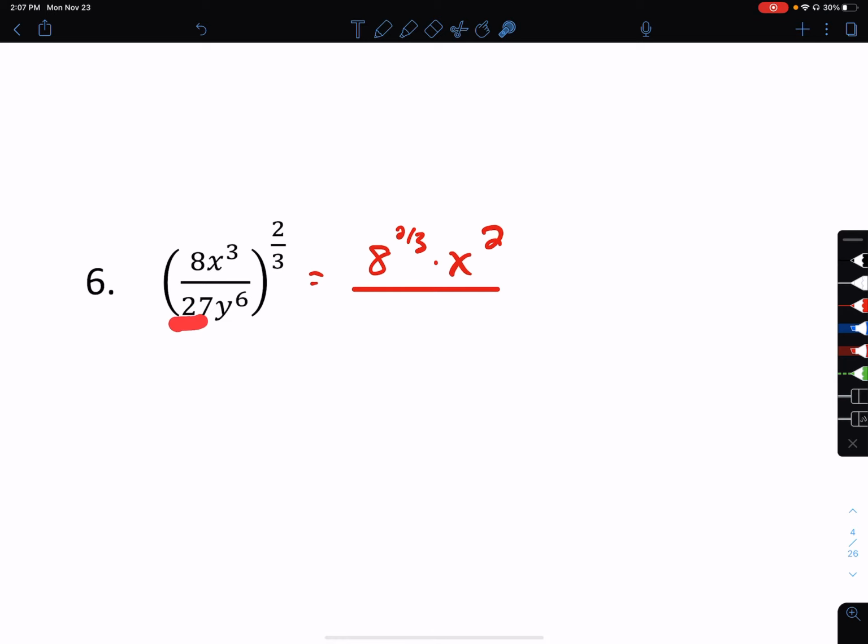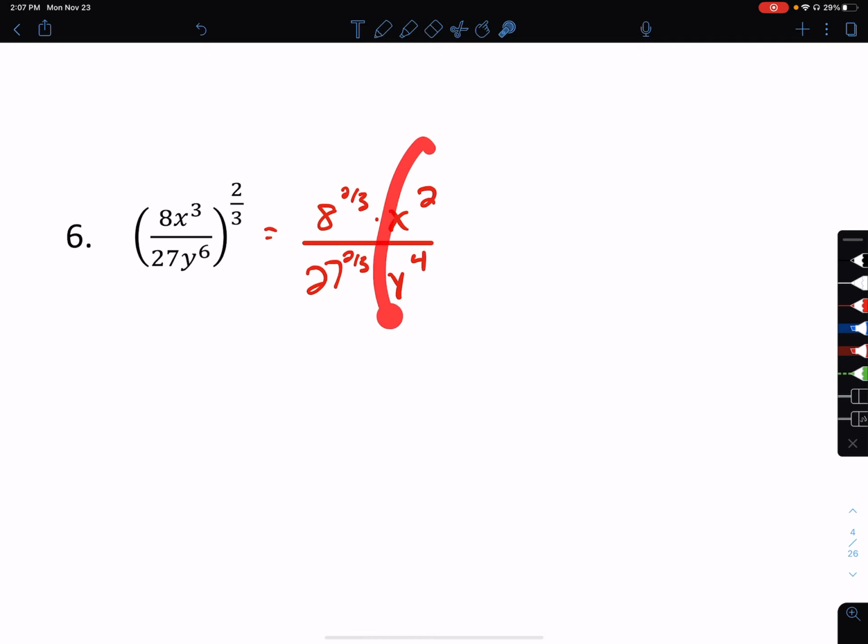And on the bottom, 27 to the 2/3. And then we're going to have y, 6 times 2/3. 6 times 2 is 12, divided by 3 is 4. So we're going to have y to the 4th. We're done with these, x squared and y to the 4th. They're not going to change.